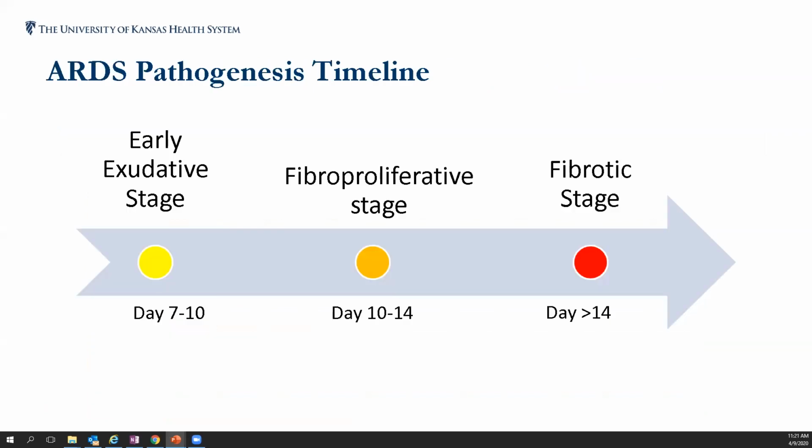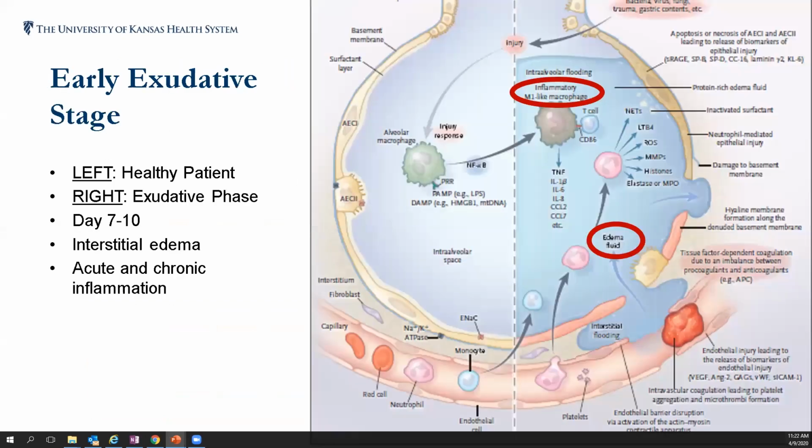In ARDS pathogenesis, there are 3 different stages that are progressive and can be irreversible, especially in the fibrotic phase. The first stage is called the early exudative stage. It occurs within the first 7 to 10 days and is associated with interstitial edema and chronic inflammation. Our lungs' initial response to injury is this exudative phase. It's characterized by immune cell-mediated damage of the alveolar, endothelial, and epithelial barriers, resulting in accumulation of edema fluid within the alveolus.